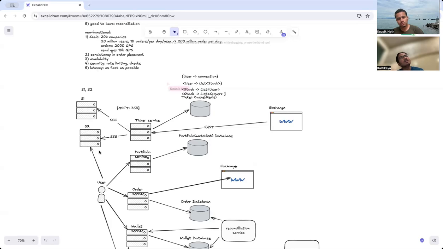It was 100,000 into 50, so 100,000 users to 50 stocks. So for one stock, we need to find the users. These are the users that we can find from the Redis. So one stock can be 20 million users, the data of 20 million users.